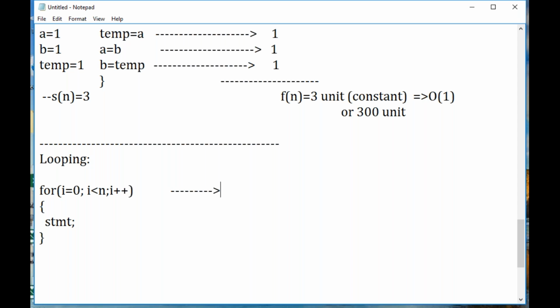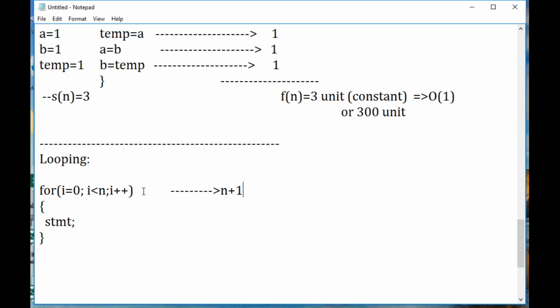How many times does the loop execute here? N times or n plus 1 times? When does the loop break here? Your i value starts with 0. Whenever your i value becomes greater than n, your loop breaks, which is nothing but whenever i goes to n plus 1 time, your loop breaks, right? So this is the number of iterations.